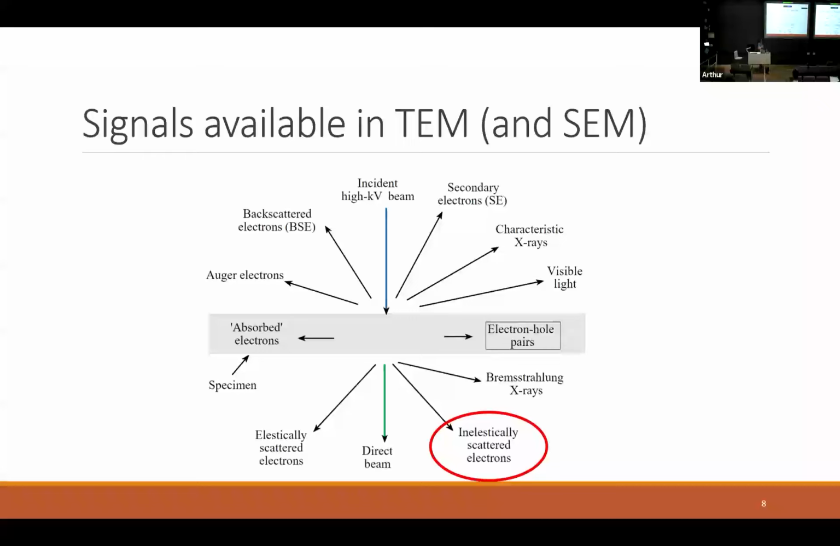We actually used to have a holder here at CNS which could do cathodoluminescence in the TEM. We don't have that anymore. Then down the bottom here, because it's a thin sample, we can get elastically scattered electrons and inelastically scattered electrons off of the sample. And it's these inelastically scattered electrons which we're going to be using for EELS.